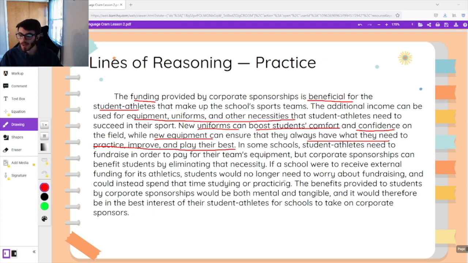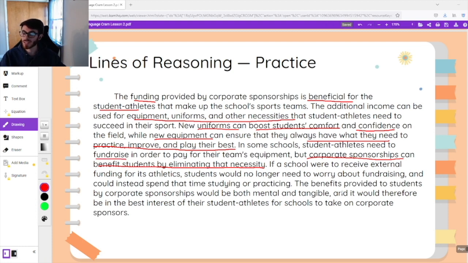And now I go into my second piece of evidence here. In some schools, student athletes need to fundraise in order to pay for their team's equipment, but corporate sponsorships can benefit students by eliminating that necessity. Okay, so here's my second piece of evidence: corporate sponsorships can benefit students by eliminating the necessity to fundraise.